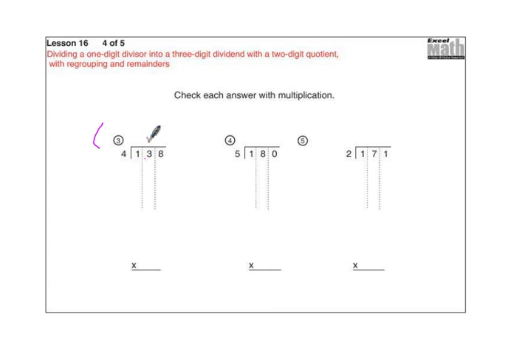4 goes into 13 3 times. 3 times 4 is equal to 12. 13 minus 12 is equal to 1. Now the next step is to bring down. We bring down the 8. 18 divided by 4 is equal to, let's see, 4, right? 4 times 4 is 16. 18 minus 16 is 2. So I have an answer of 34, remainder 2.